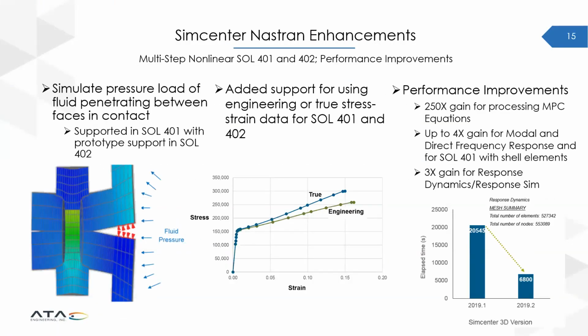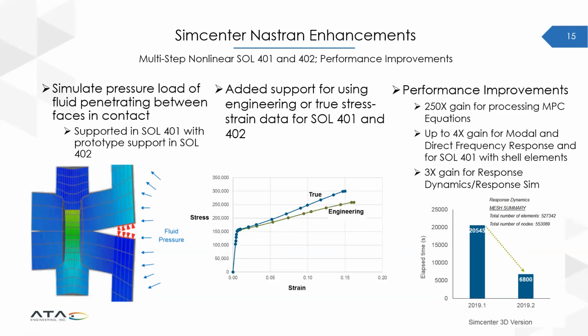We'll wrap things up with some Simcenter Nastran enhancements, and we'll start off with solution 401 and 402. So for these two solution types, there's now a new load, which is the ability to simulate pressure load of fluid penetrating between faces in contact. So you can imagine you have something like this picture in the bottom left where we have fluid pressure coming in from the right-hand side, and maybe we have a bolt with bolt preload tightening this down, and then we have contact defined. So the pressure will come in until the faces are in contact.